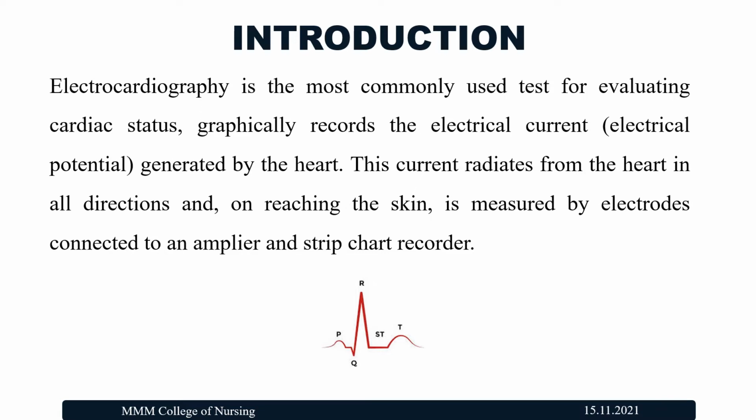It is like graph paper, and on the recording paper we can see lines. Those lines are called the grid, and on the strip chart recording paper we can see the size, above and below, that is the waveform, called amplitude size.